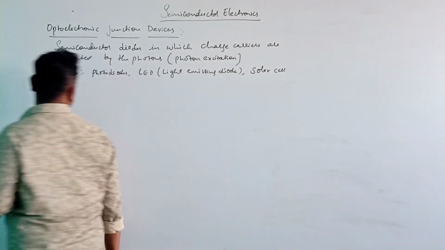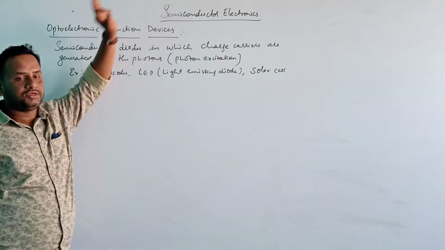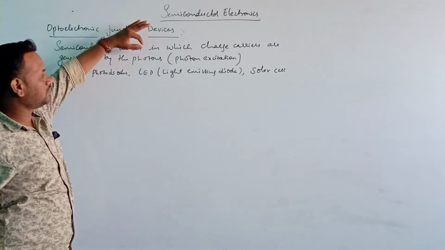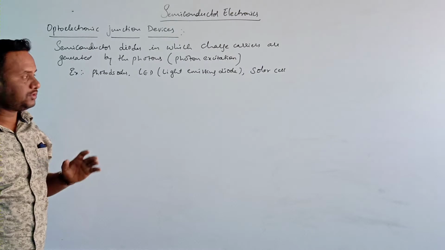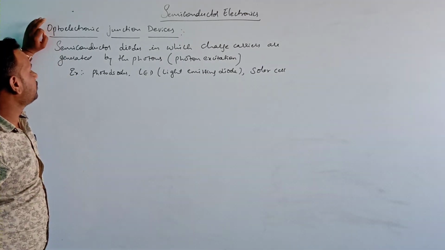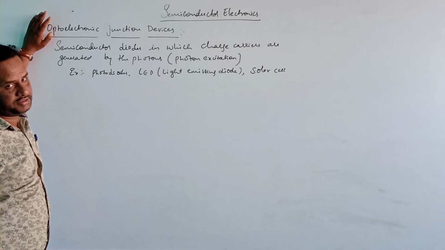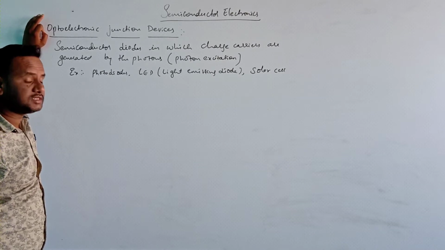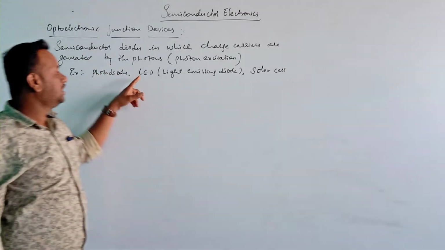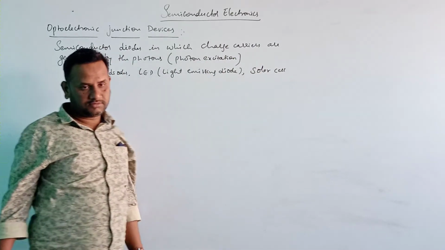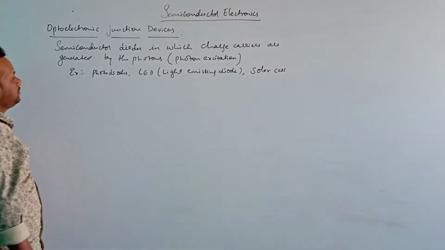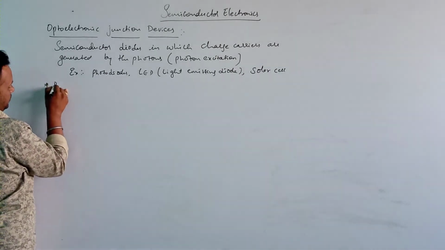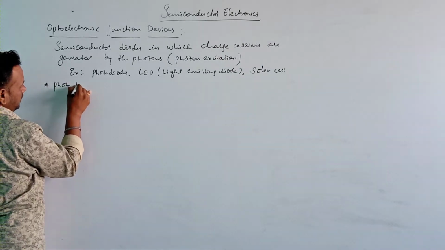So semiconductor diodes in which charge carriers are generated by photons, that means by the excitation of photons, are called optoelectronic junction devices. The device names are photodiodes, light emitting diodes, and solar cell. Among these, first we are going to discuss the photodiode.